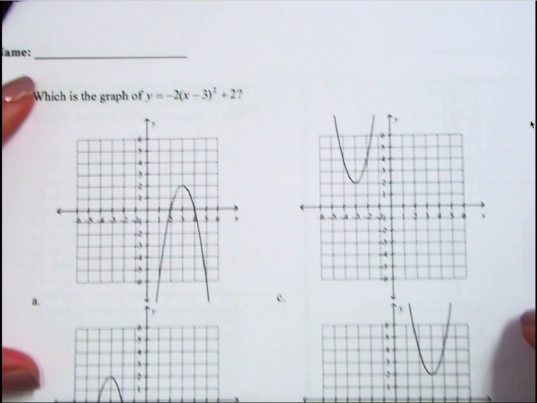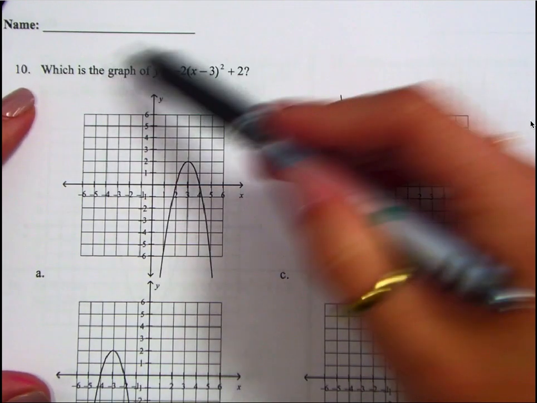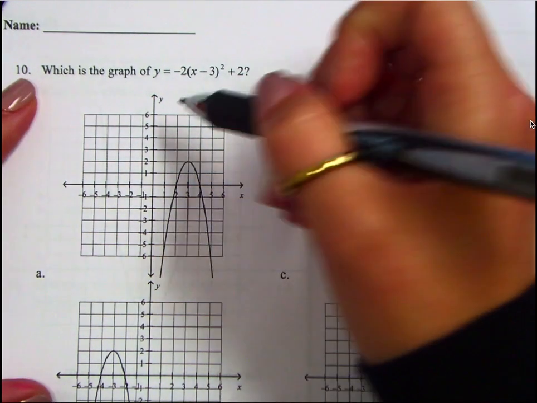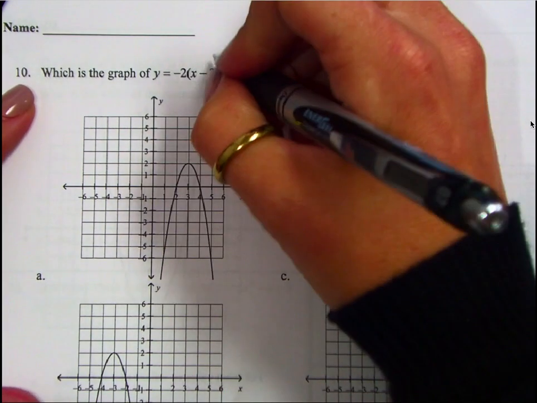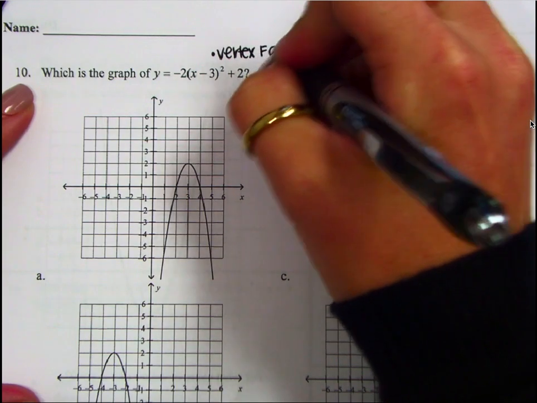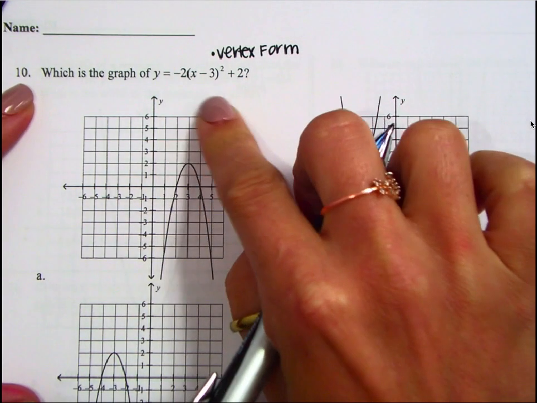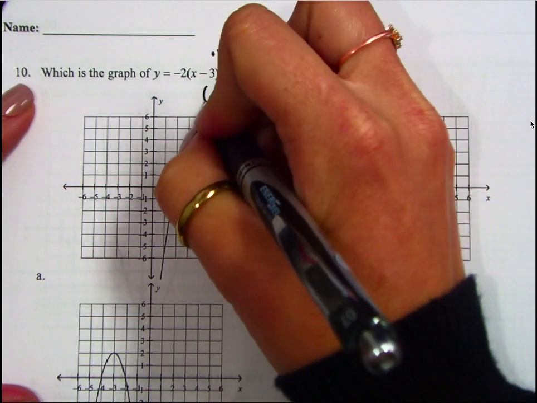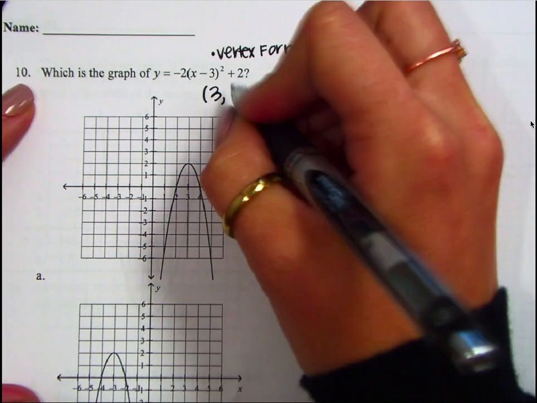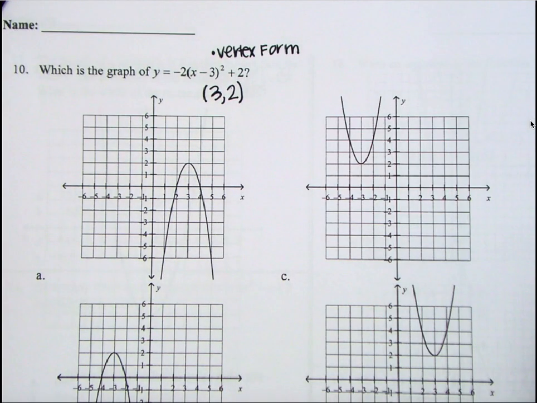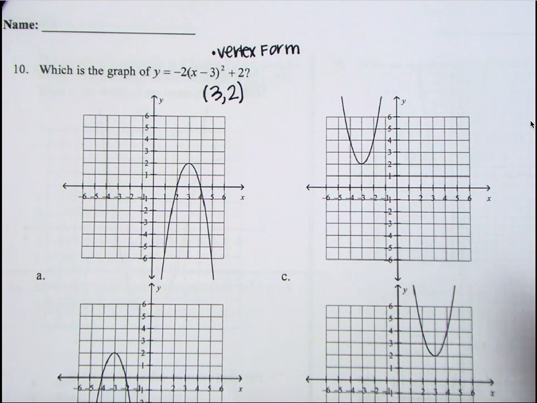Number 10, which of the graph represents this equation here? So whenever we have the parentheses squared, this is already in vertex form. So we know our vertex just by looking at this equation. You take out the number in the parentheses, change the sign. So this is positive 3, and then you just copy down the number out here. Positive 3 comma 2 is our vertex.